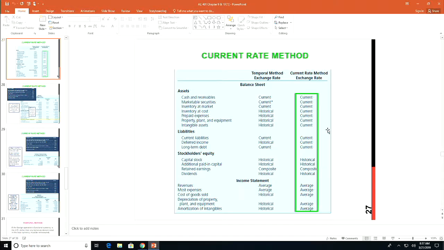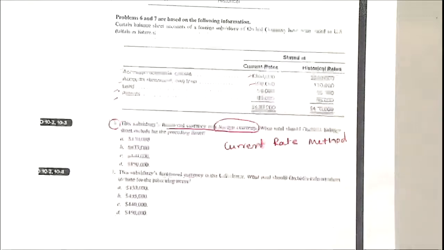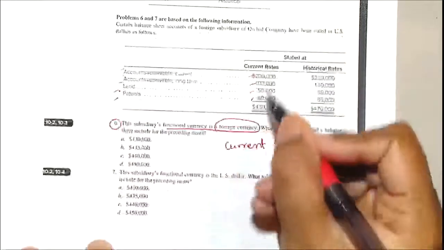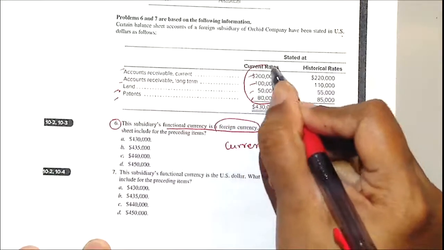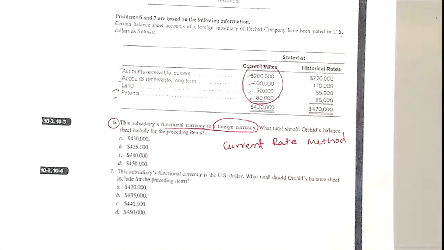Here, Kevin and Noah, look. Land, of course we know, is under plant, property and equipment. So if you look at this table, land should be considered as an item under plant, property and equipment. Patents should be considered as an item under intangibles. So here you will see under the current rate, all converted by using the current rate. These are the current rate converted numbers.